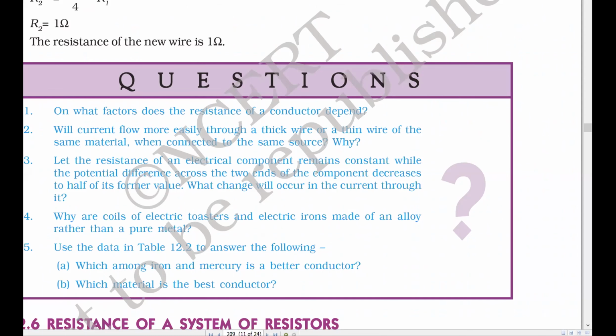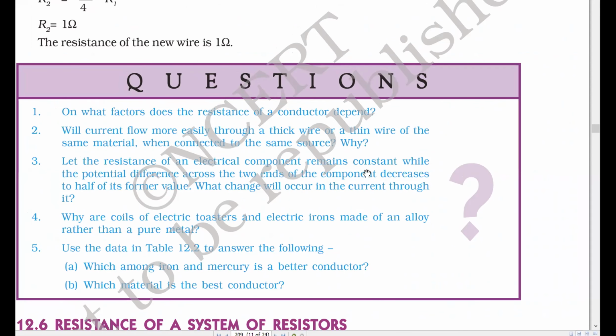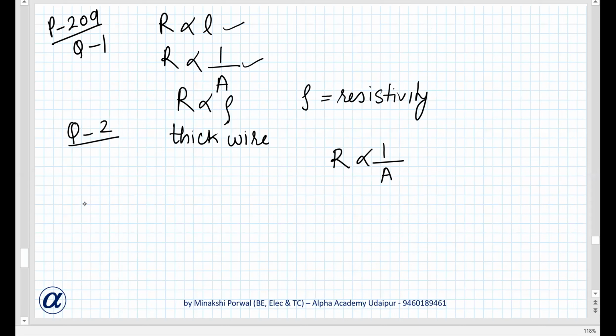Then third question. Let the resistance of an electric component remain same while potential difference across two ends of the component decreases to half of its former value. What changes will occur in the current through it? Resistance तो same है, potential difference half कर दिया, तो current में क्या change होगा? Ma'am, current will also be half. Yes, current will also be half. So you can write current will also be half.